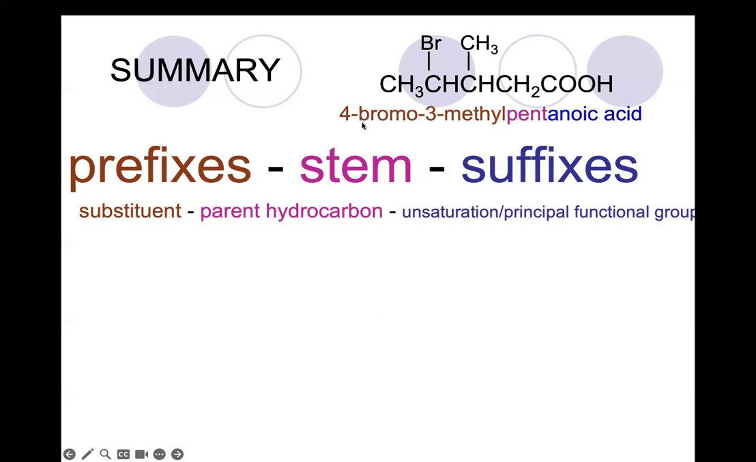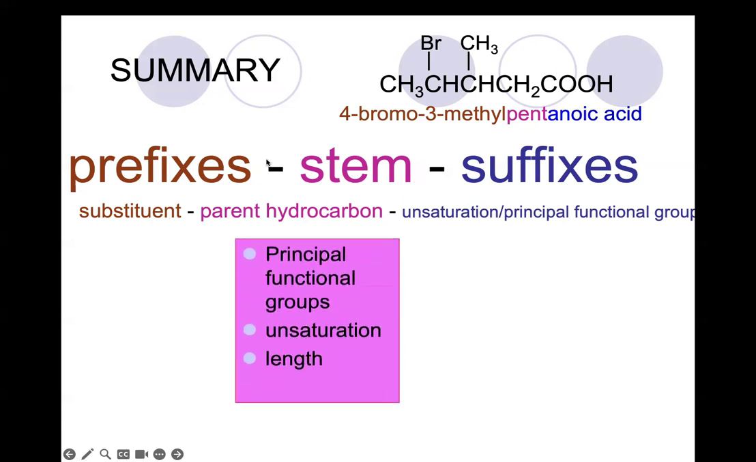Why do we label bromo first instead of methyl? Why don't we use 3-methyl 4-bromo? It is just because of the alphabetical order. B is in front of M in the alphabetical order. So we need to consider the first alphabet of the substituents. So B is in front of M. As a result, it is 4-bromo 3-methyl pentanoic acid.